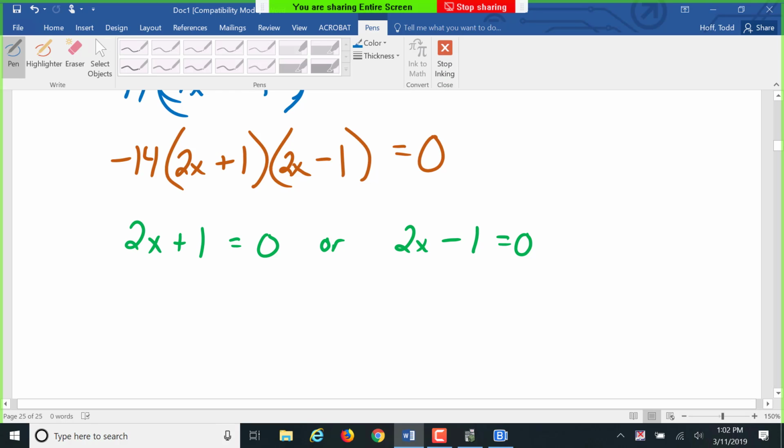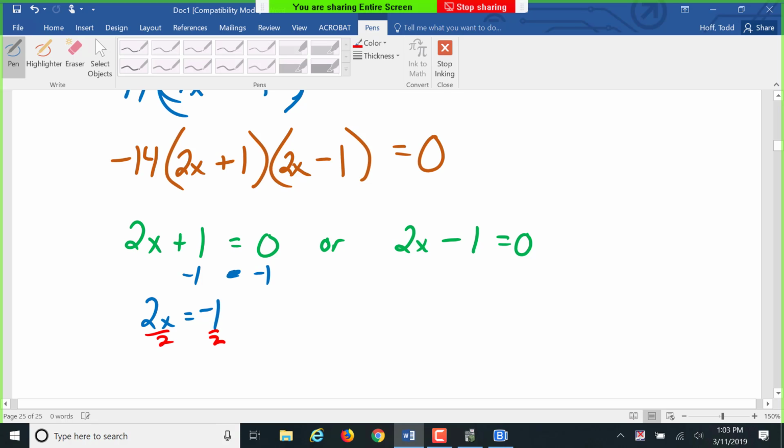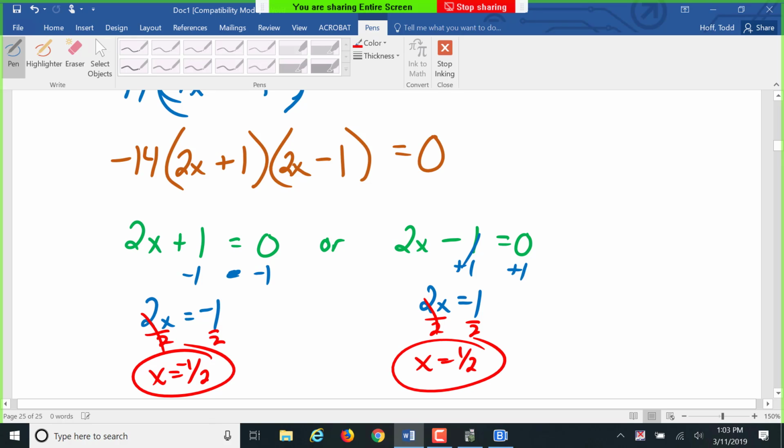What do we do from here? Subtract 1. 2x equals negative 1, and then divide by 2. X equals negative 1/2. How about over here? Add 1. 2x equals 1, and then divide by 2. X equals 1/2. So x equals negative 1/2 or x equals positive 1/2. We should go back up to that original equation, make sure they both work. At this point, I know they both work, so I'm not going to do it, but I trust that you guys know how to double check them.